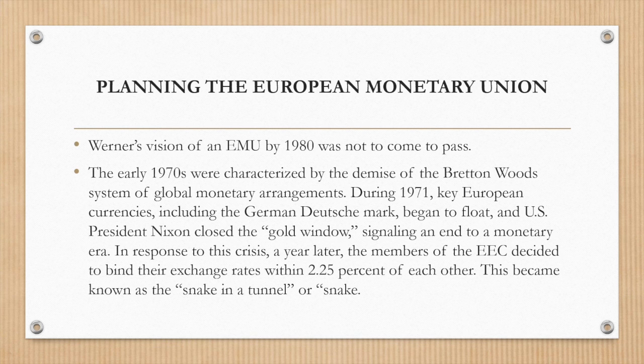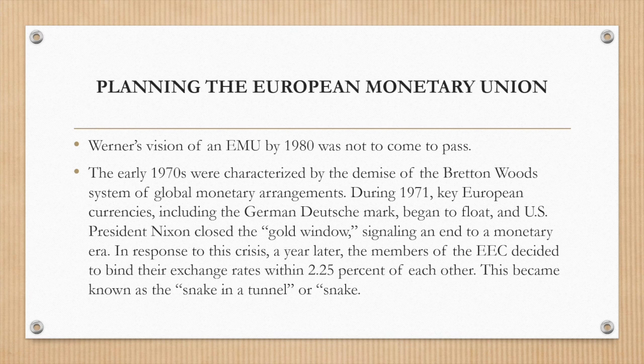So next one. Werner's vision of an EMU by 1980 was not to come to pass. The early 1970s were characterized by the demise of the Bretton Woods system of global monetary arrangement during 1971. Key European currencies, including the German Deutsche mark, began to float, and US President Nixon closed the gold window, signaling an end to a monetary era.